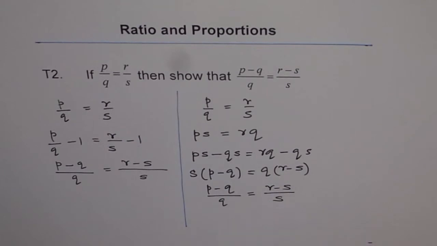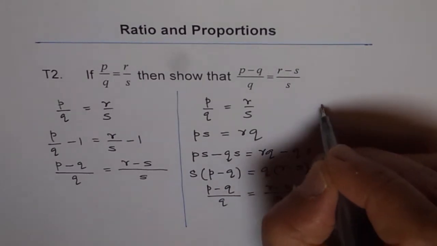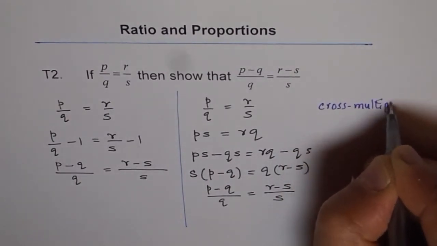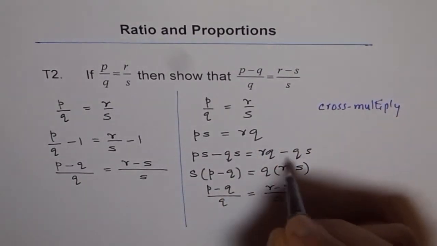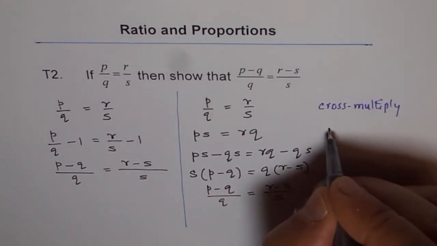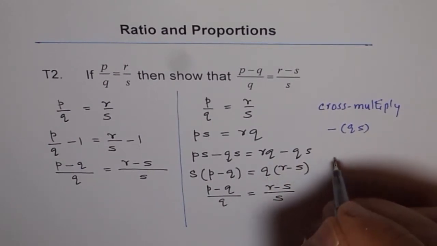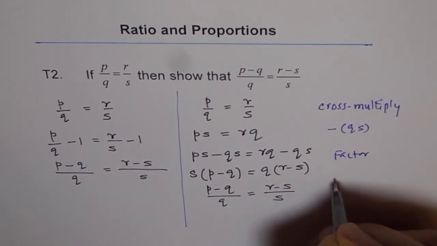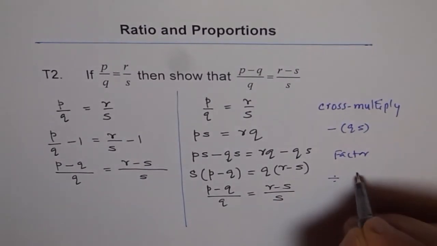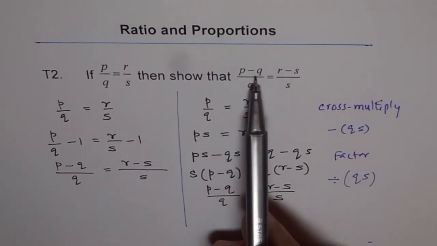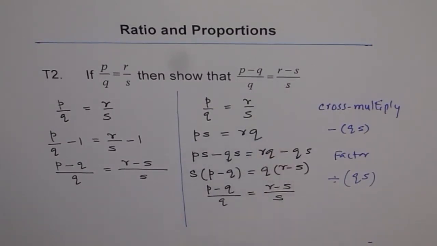So let's go through these steps once again. So the first step is cross multiply, correct? Then we get this result. Then we take away QS from both sides, right? Then you factor it. And then you divide by QS. So once you divide by QS, you get your result (P minus Q) over Q equals (R minus S) over S. Do you see that? So that is how we can prove this identity.